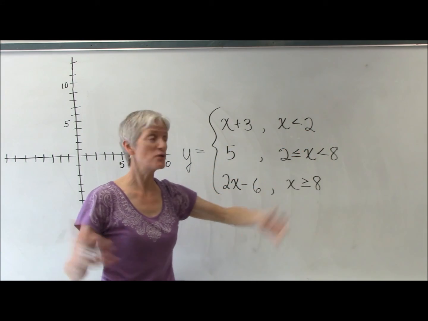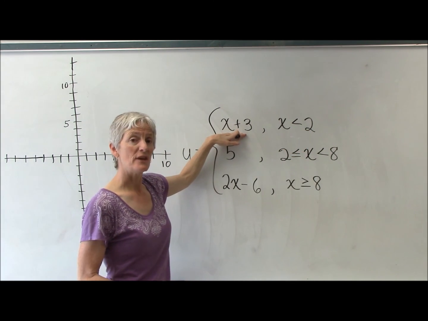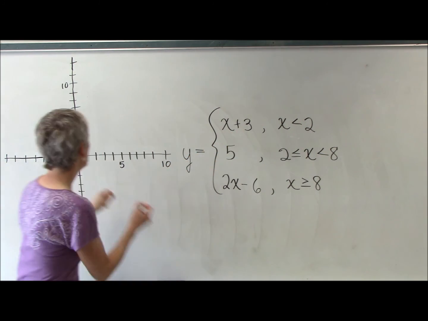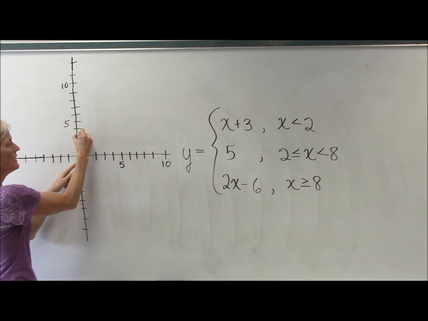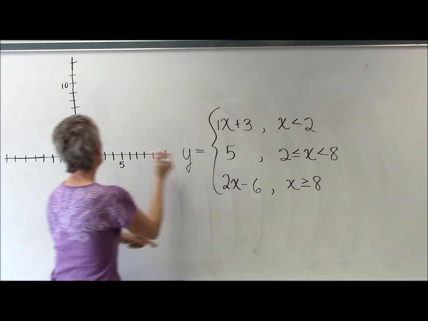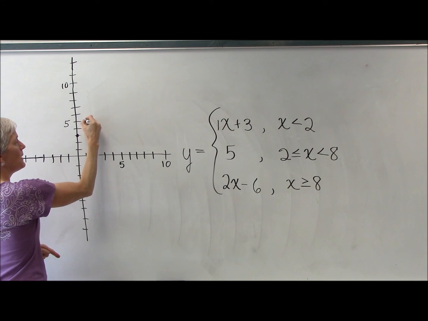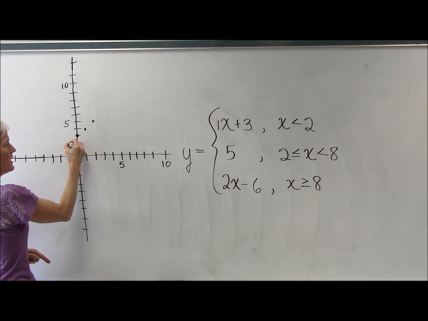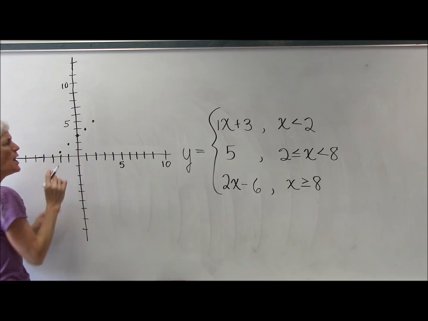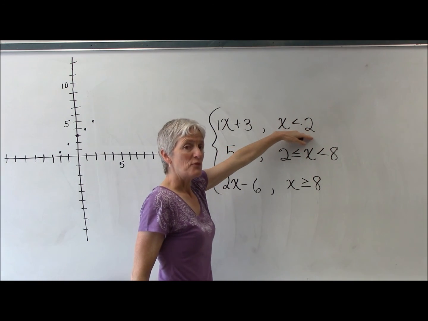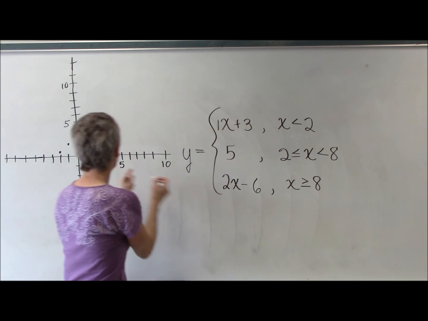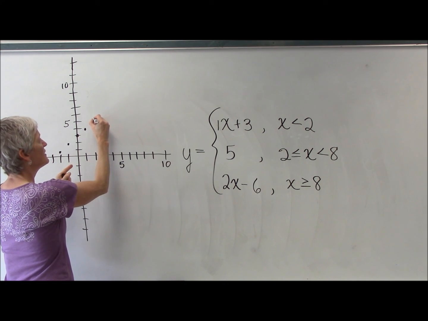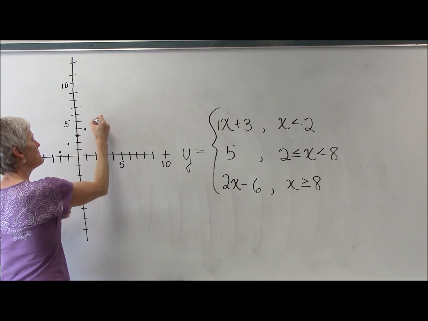So let's graph this. Well, we know how to graph a line. That is my y-intercept of 3, 1, 2, 3. It has a slope of 1, up 1 over 1, up 1 over 1. I can go down 1 over 1, down 1 over 1. But it's only up to where x equals 2. So when x is 2, this is where I end, right there.